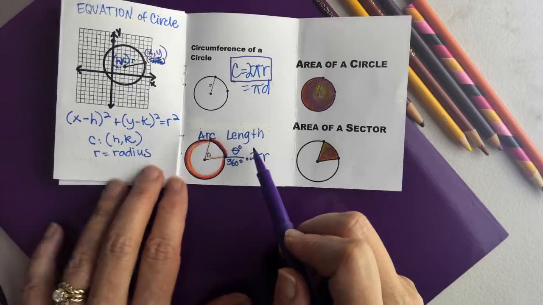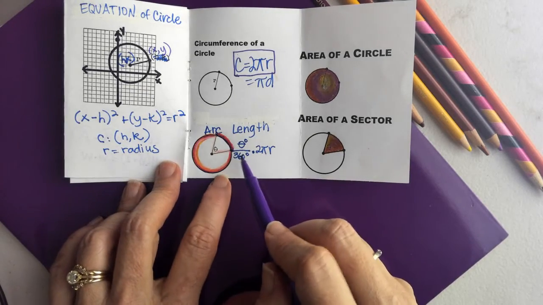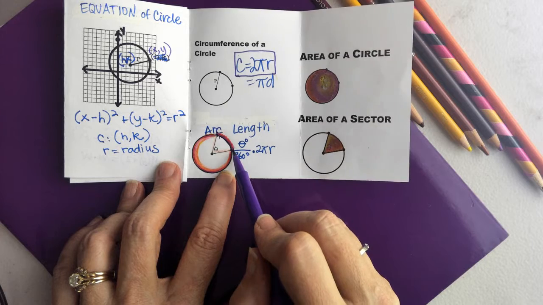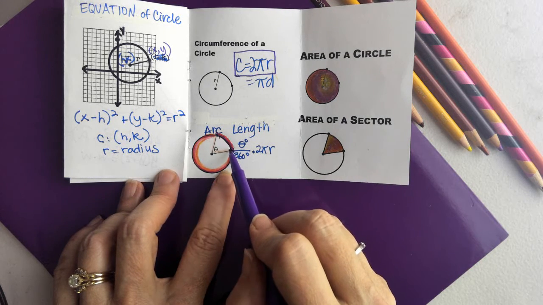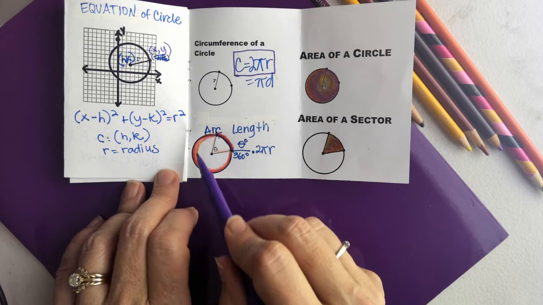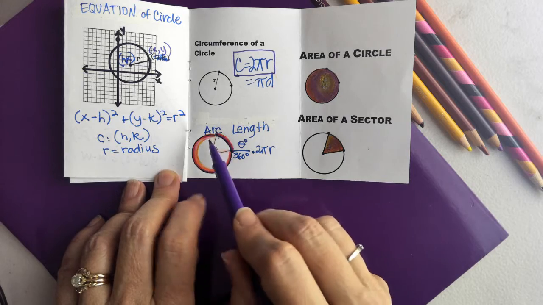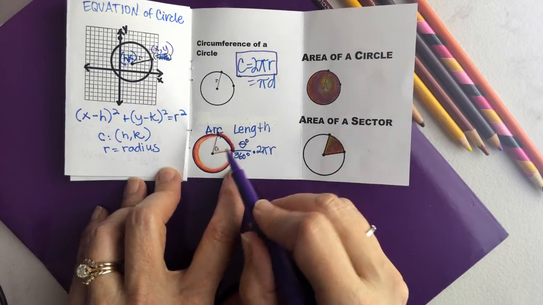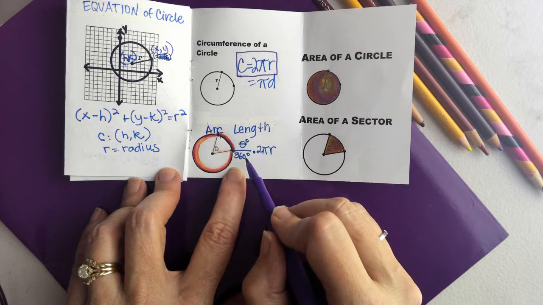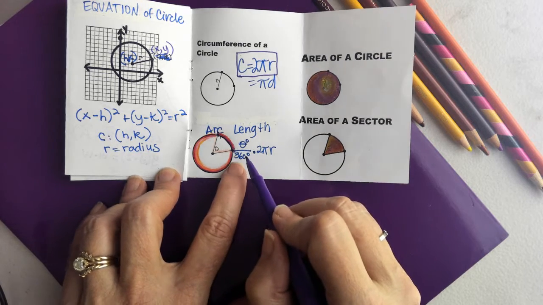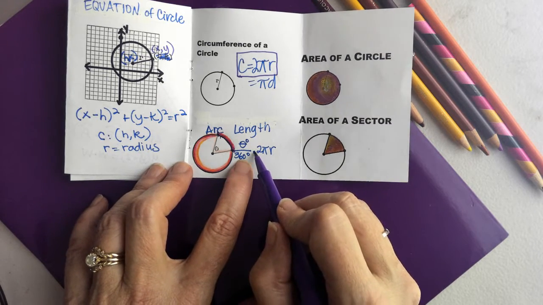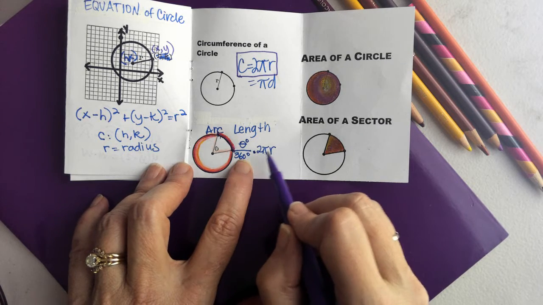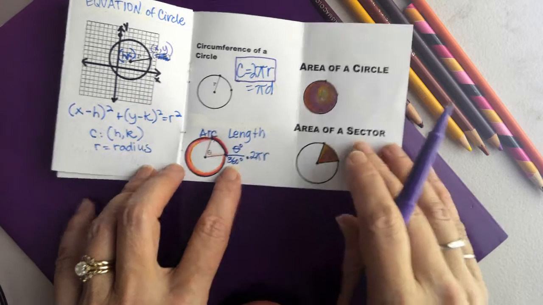Here, if we have arc length, we're talking about if I want to know how far it is from here to here. So if I'm looking at this, I see that it's just a portion of my entire circumference. My entire circumference is whatever this angle is, theta over 360. That's the portion that it is, times the circumference. So this is the portion of the whole circumference.